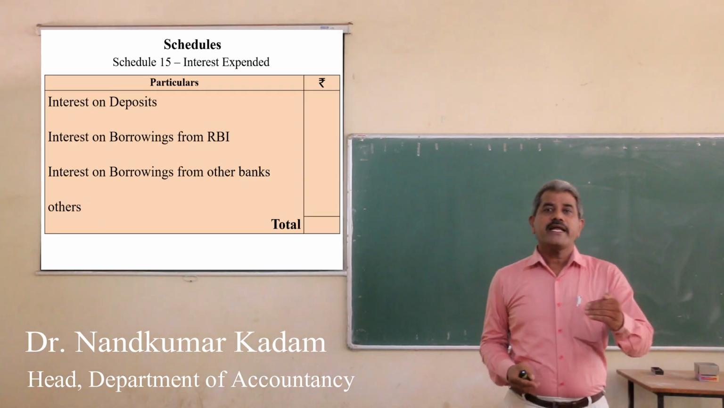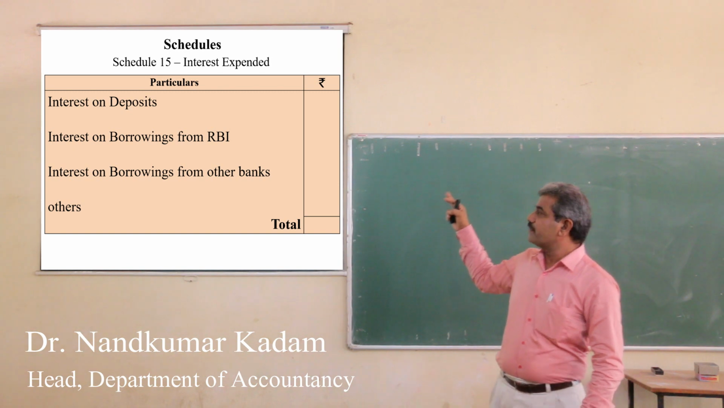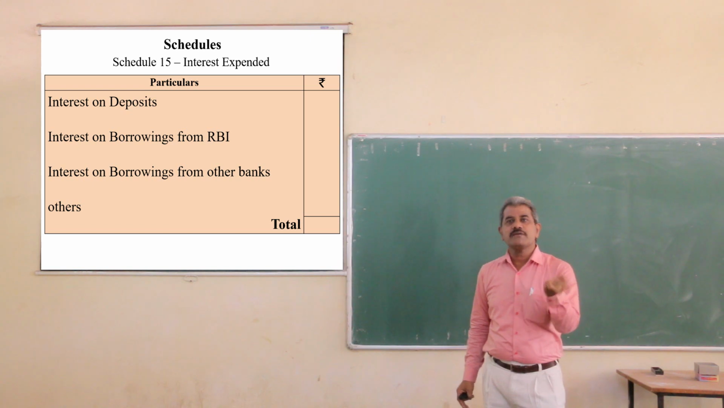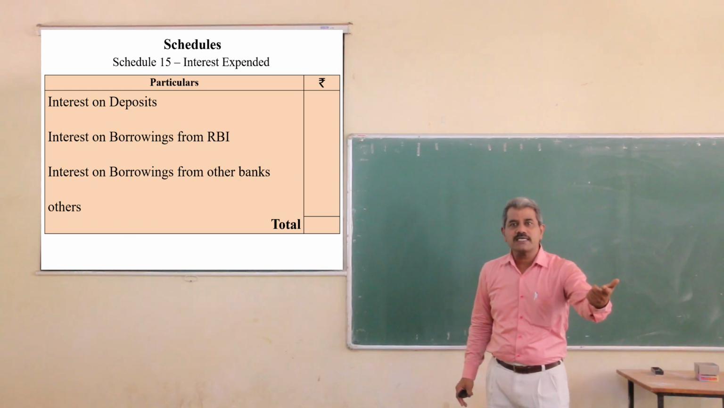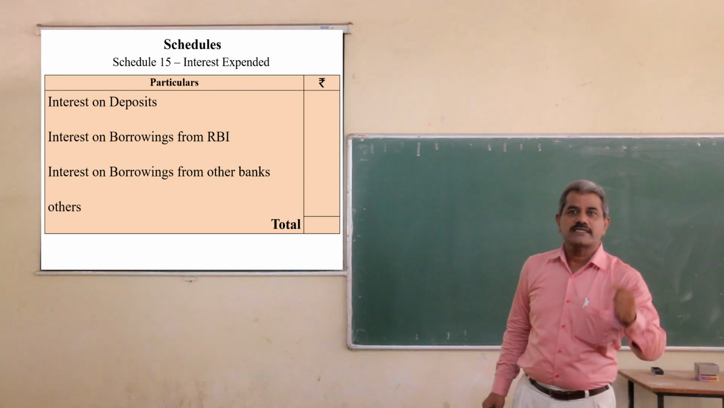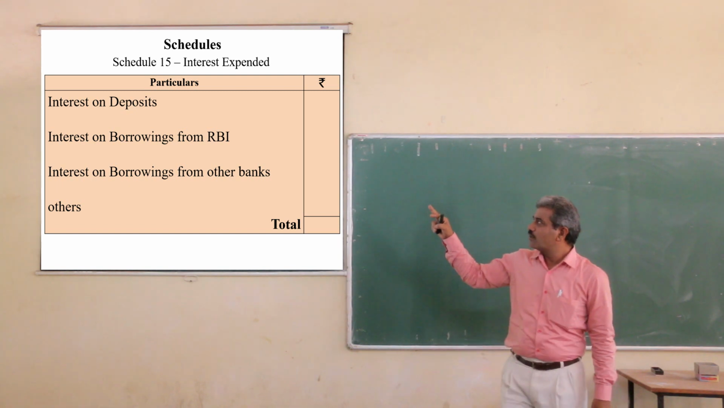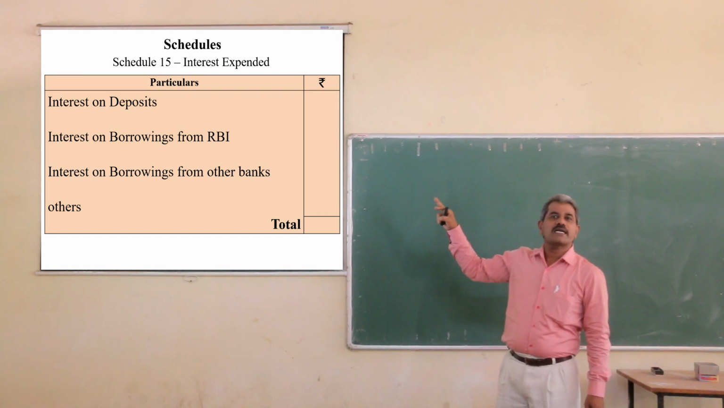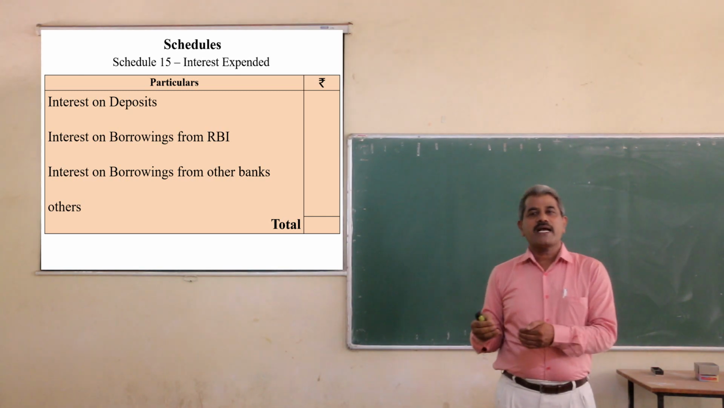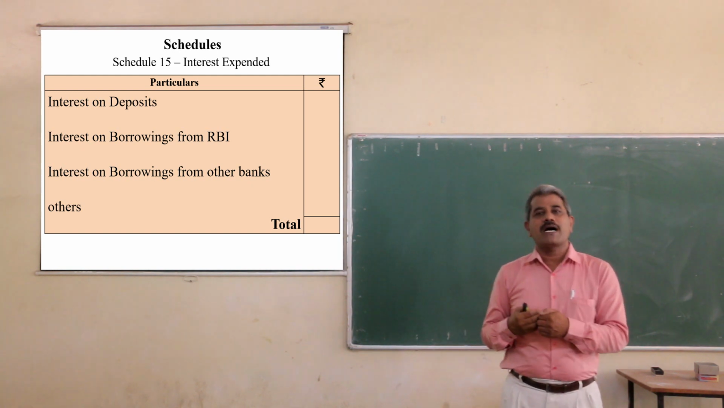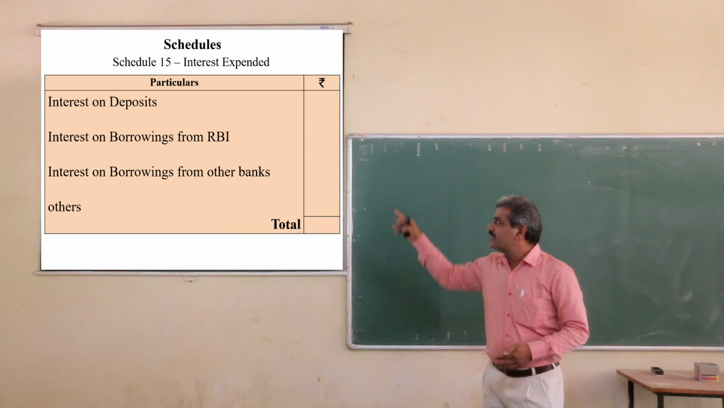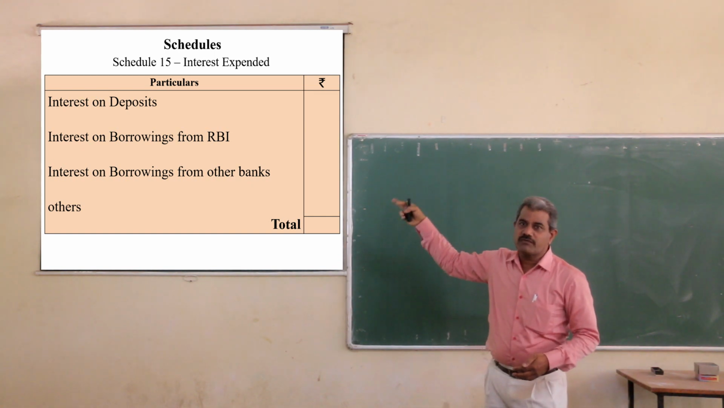Next is the heading expenditure. Schedule number 15. Interest expended. Okay, I just explained that interest is used in both meanings, interest received as well as interest expended. Interest expended means interest on deposits. Okay, we will consider 3 points. One is interest on deposits, second, interest on borrowings from RBI. Suppose the bank has borrowed some amount from the RBI. Then the interest paid on such borrowings will be considered here.